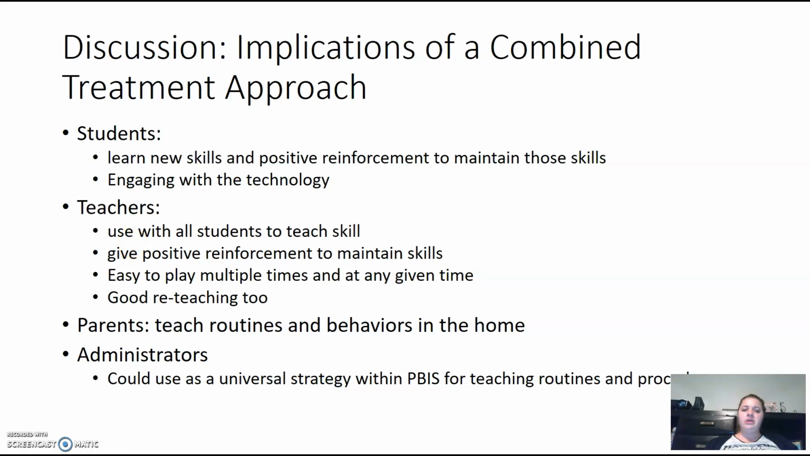All teachers could really use video modeling with students to teach skills, teach some of those routines and procedures at the beginning of the year, and give positive reinforcement to maintain all those skills. It's easy to play multiple times a day, and it's good for reteaching. Parents can teach routines and behaviors in the home with it. And then I would encourage administrators to consider it as a universal strategy to teach students throughout the whole school some of those routines and procedures, especially at the beginning of the year.